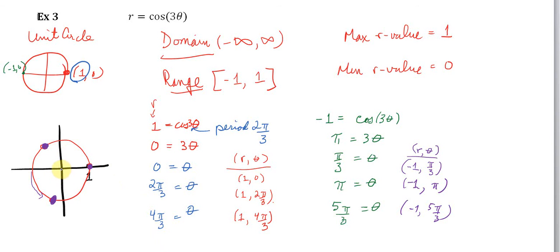So this graph is actually going to have 3 petals, and it's going to look something like this. Just like that, because you're going to end up with a bunch of little loops here, but the biggest that the loops could possibly get from the origin is a distance of 1, and they're going to occur 3 times.